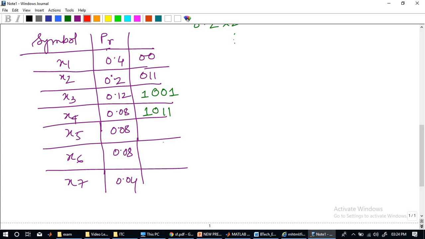Okay, next one. 1100. Okay, next 0.08. Everyone agrees? 1110. Should I be doing it or is it fine for you? 1110. Last one. 1111. 1111. 01. So now these are the code words.